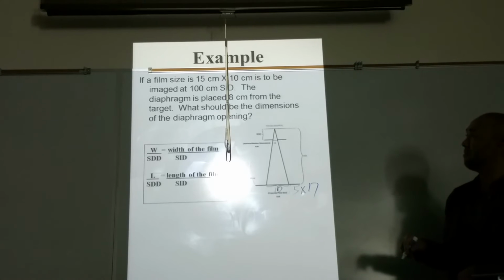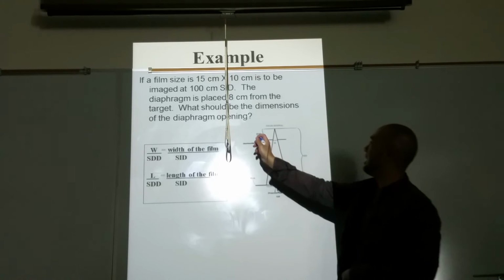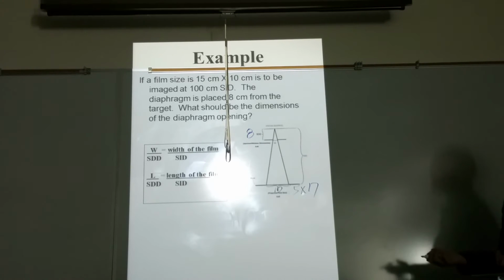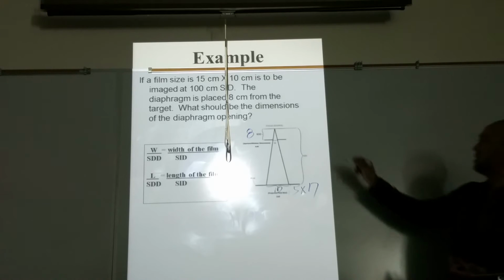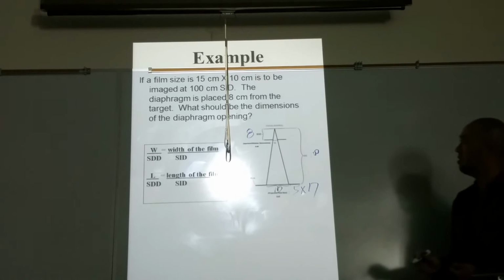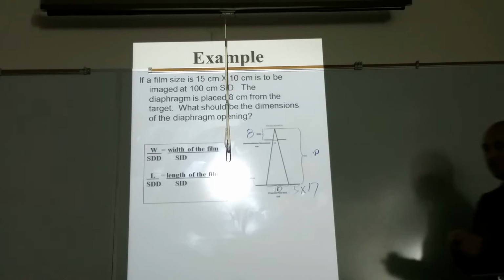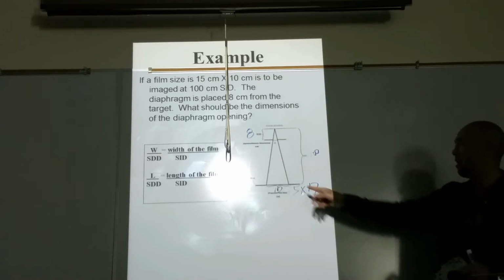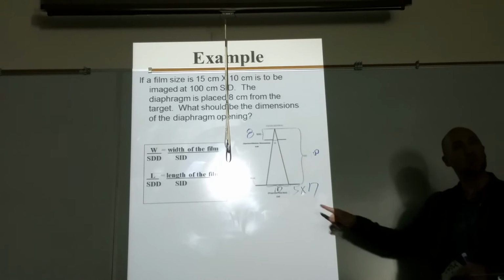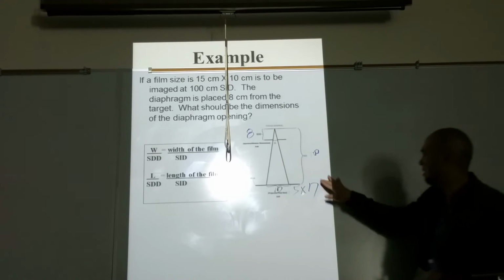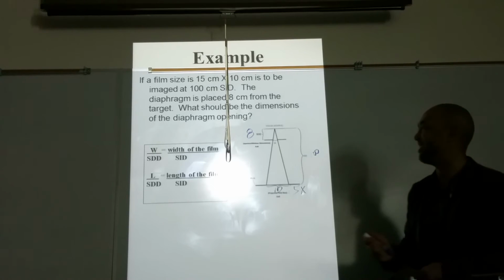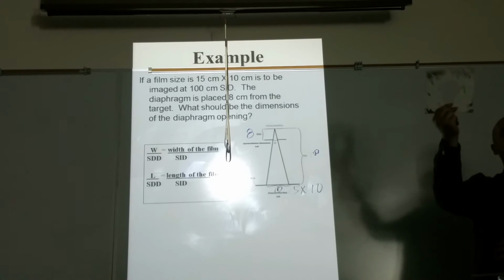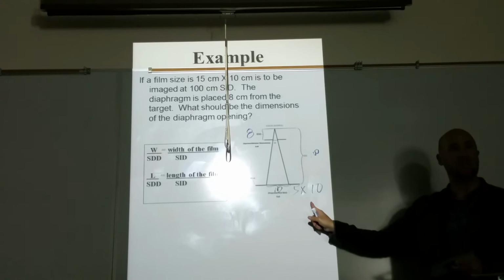You guys following so far? The diaphragm is going to be placed 8 centimeters away from the source or the target. My SID is 100. What is the dimension of my aperture window to give me a beam size of 15 by 10? Oh, sorry, 15 by 10. Thank you. What size window here do I need to give me a projected beam size of 15 by 10?